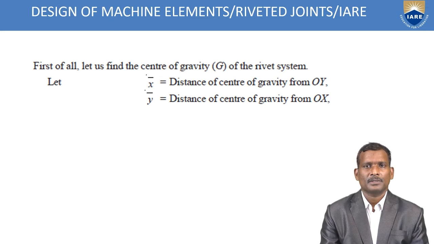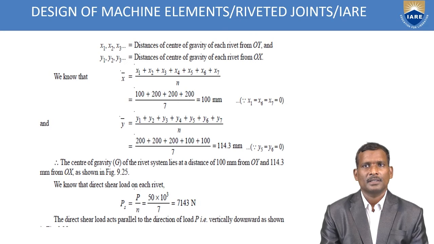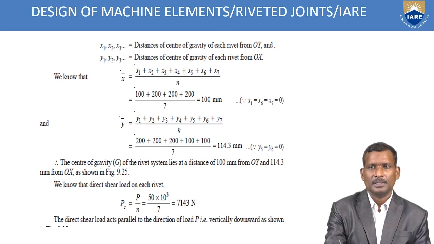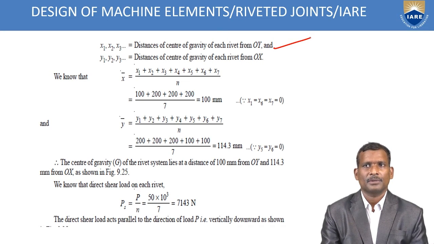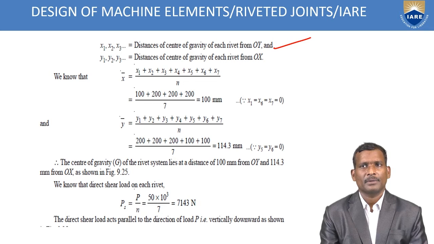First of all, find out x bar and y bar. The x bar is the distance of the center of gravity from YY and y bar is the distance of the center of gravity from OX, that is a horizontal distance and a vertical distance. In this, x1, x2, x3 are the distances of the center of gravity of each rivet from OY, and y1, y2, y3 are the distances of each rivet from OX. Already we have seen this in the previous session.